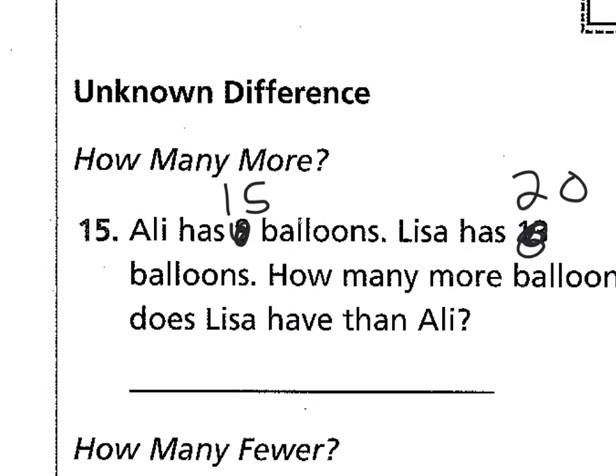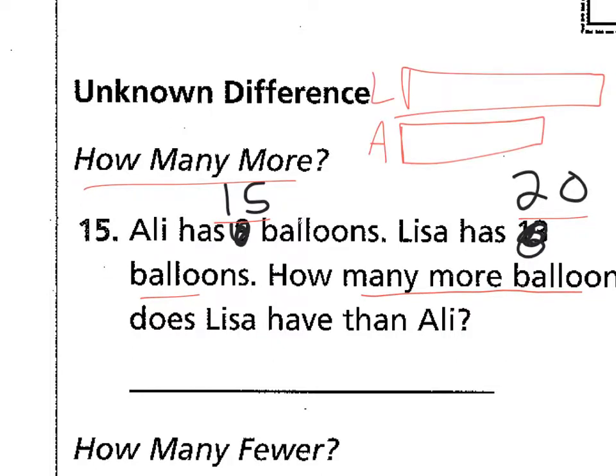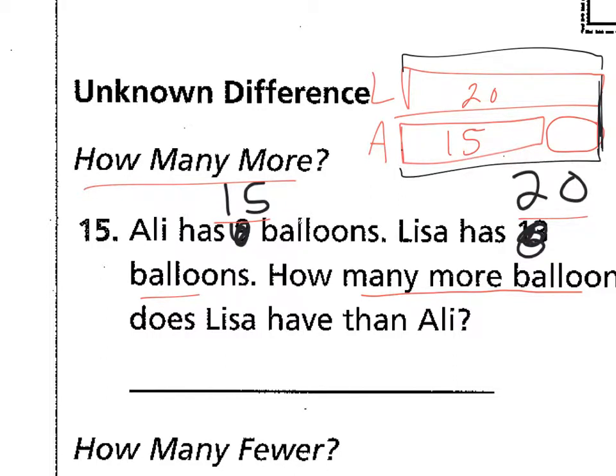Unknown difference. It's going to ask me how many more. Allie has 15 balloons. Lisa has 20 balloons. How many more balloons does Lisa have than Allie? All right, it asks how many more balloons. So I would make a comparison bar. They are comparing these two people, Lisa and Allie, and I know that Lisa has 20 balloons and Allie has 15, so I made Allie's bar smaller. And notice that I'm trying to keep these the same total length, Lisa's total length and Allie's total length. And I am missing how many more.